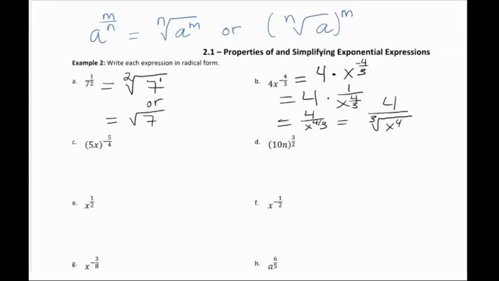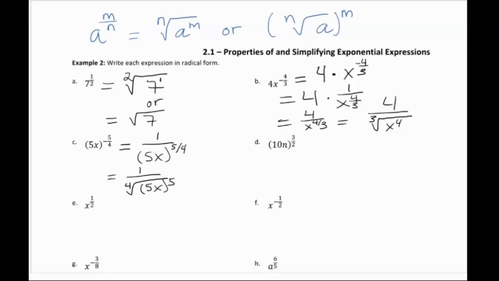For example c, we have parentheses 5x raised to the negative 5 over 4. Okay, so the first thing we need to do is get rid of that negative exponent. So this is going to be 1 over 5x to the positive 5 over 4. And then we change that to a radical form. So it's going to be 1 over, the index is 4, 5x, keep it in parentheses, to the 5th power.